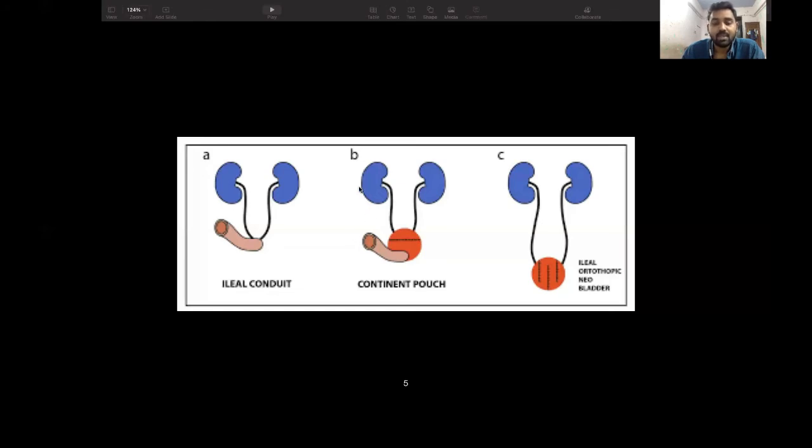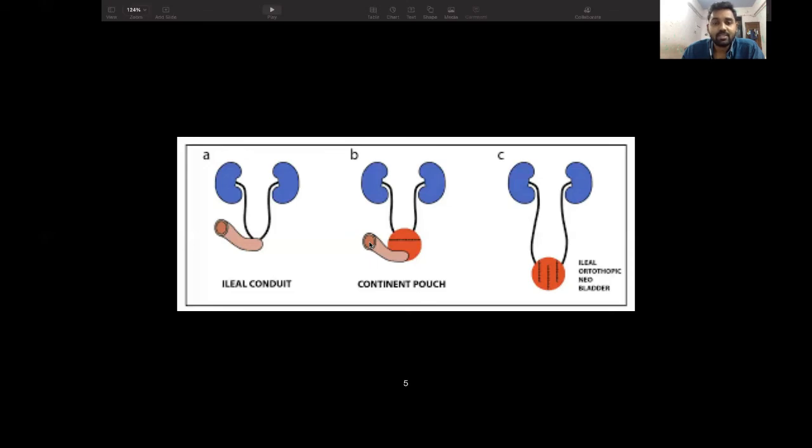Type B shows a continent cutaneous diversion. That is, a bowel segment is harvested. It is made to look similar to the bladder, but it is in the heterotopic position. That is, it is not present in its natural site. It is elsewhere than the pelvis, and this pouch is attached to an efferent limb. One end of the efferent limb is attached to this pouch. The other end of the efferent limb is brought out as a cutaneous stoma in the right iliac fossa.